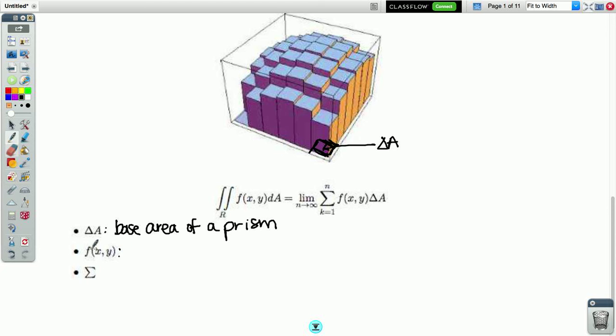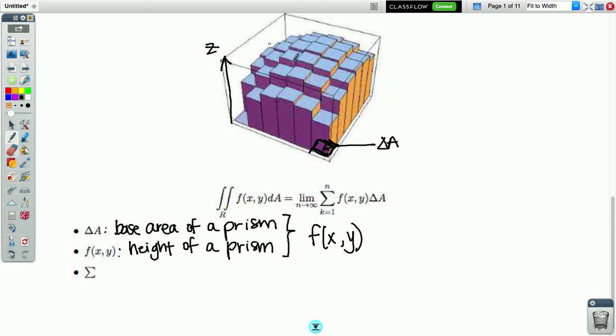F of x y is still the height of a prism, although now, since we're dealing with a 2-dimensional plane, we need 2 of the variables to be able to find the function value. So this is the height of a prism, and when you put these things together, the base area times the height, we'll have something that looks like f of x and y, some function value, and that's in the z direction. That's where we're talking about height. F of x y times delta A, height times the base area, this gives the volume of one of the prisms.